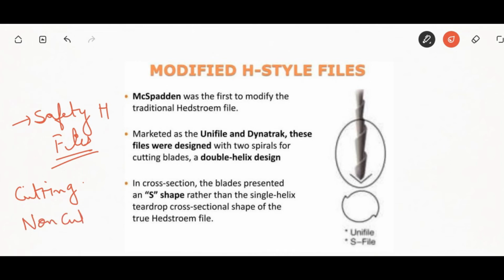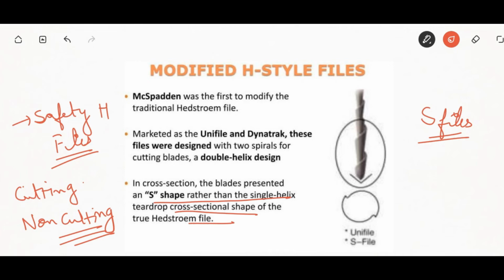Other is the S file. It is called S file because of its cross-sectional shape. The S file is produced by grinding, which makes it stiffer than the H file. S file has good cutting efficiency in either filing or reaming action, so it can be classified as a hybrid design. Last is the Unifile. Unifile is machined from round stainless steel wire by cutting two superficial grooves that produce flutes in a double helix design. It resembles the H file. It is less efficient and less prone to fracture.